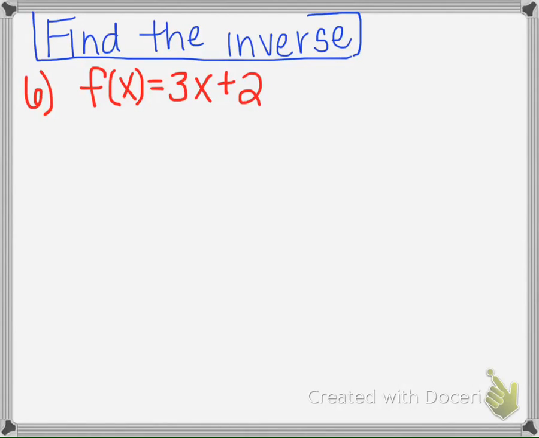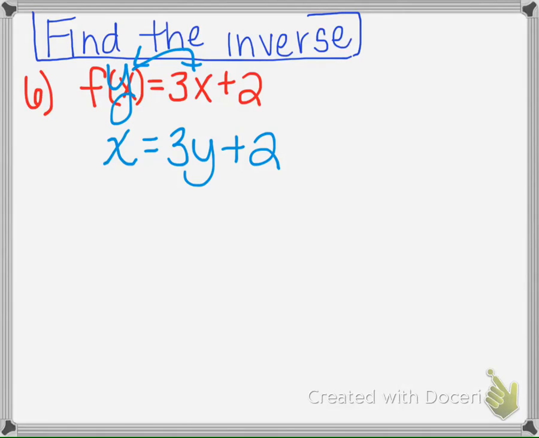Okay, so to find the inverse, we have to go ahead and switch the x and y. And remember, f of x is the same thing as essentially y. So to find the inverse, we're going to switch the x and the y. And now we have to solve for y, so we need to get this y by itself.